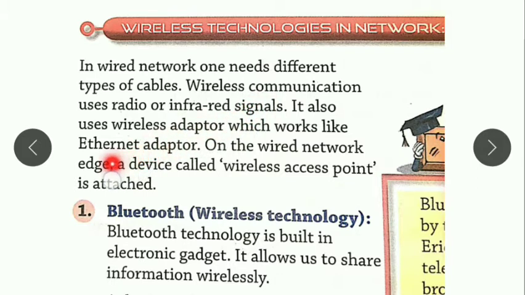They have ethernet adapters. Okay, and on the wired network, an edge device called the wireless access point is attached. So this is all about the wireless technology. Now we have different types of wireless technologies. So here is the Bluetooth wireless technology. This is the first wireless technology we are going to study in this topic.